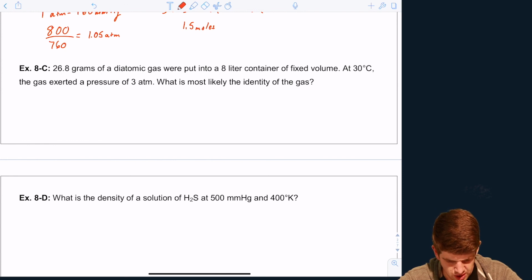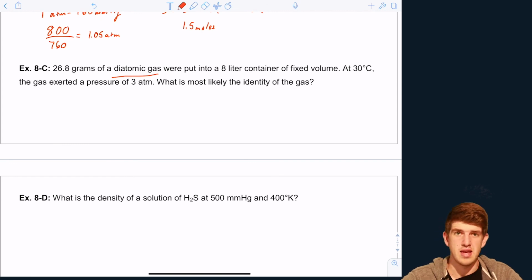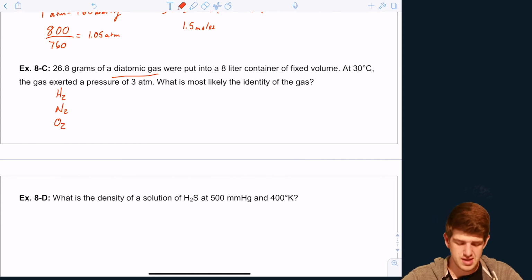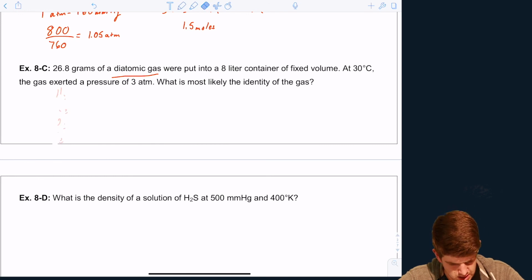C, 26.8 grams of a diatomic gas. So diatomic just means that in the natural state, this gas is composed of 2 elements bound together. So examples of that could be H2, N2, O2. All of these are gases that exist in a diatomic state. An example of a monoatomic would just be helium. Helium doesn't form He2. So we know we have 26.8 grams.